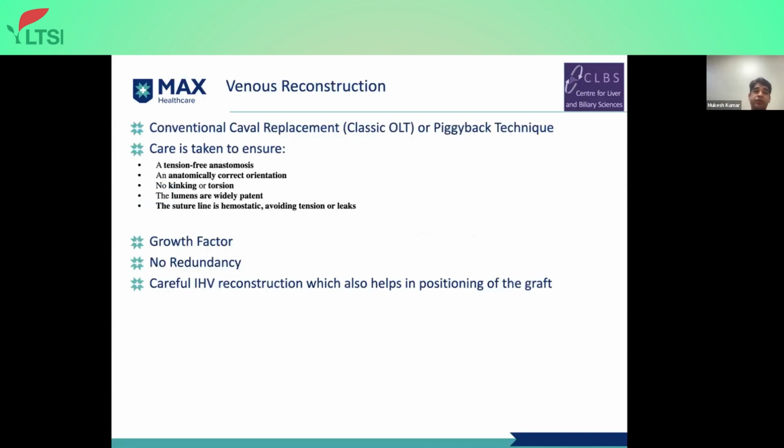Yeah, next. So for the venous reconstruction, conventional IVC replacement can be done in a DDLT setting, and piggyback in DDLT or LDLT. Care must be taken for a tension-free anastomosis, anatomically oriented, no kinking or torsion should be there. Lumen should be widely patent, suture line should be hemostatic. And nowadays we are routinely using growth factor even in anastomosis for right hepatic vein, so they don't have a problem in the post-operative period in the form of graft outflow obstruction. There should be no redundancy, and careful IHV reconstruction should be done, which also helps in the positioning of the graft in a narrow and less spacious cavity in ALF.